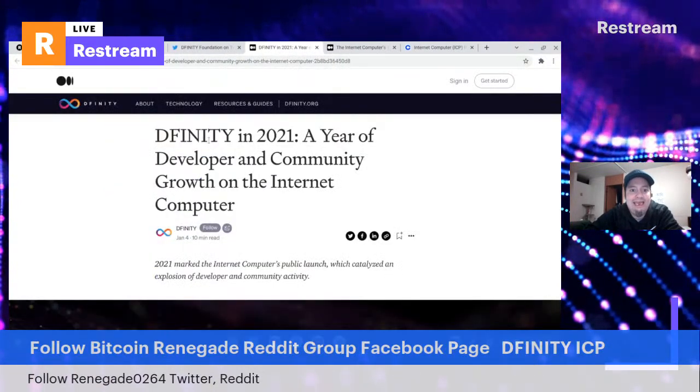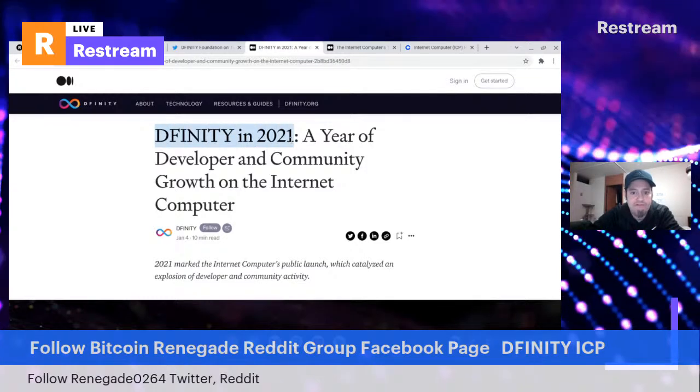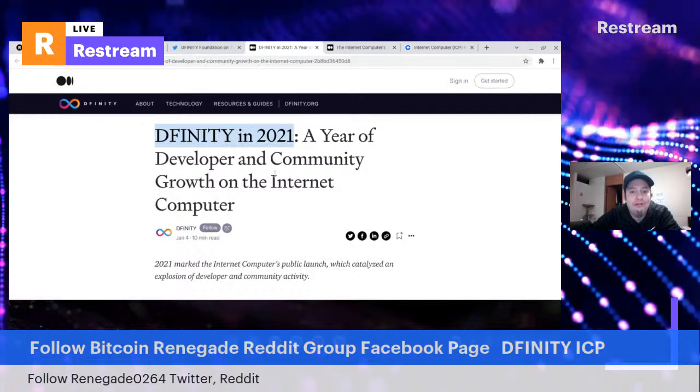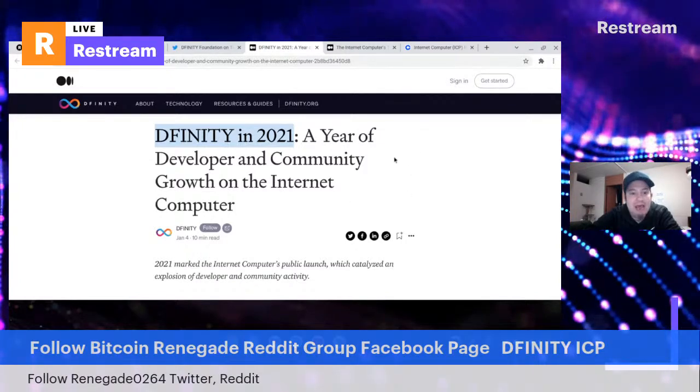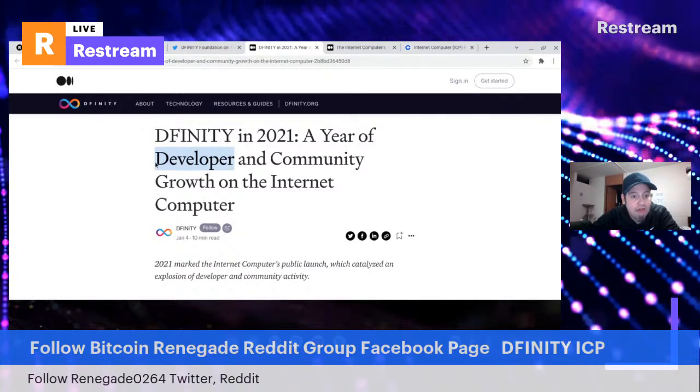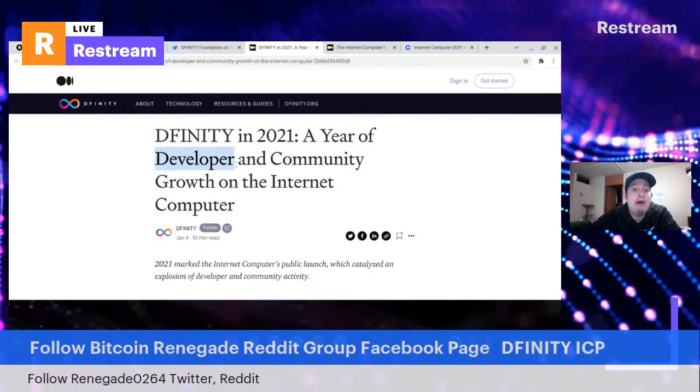So, back in 2021, what happened for Dfinity? Dfinity in 2021, a year of developer and community growth on the Internet Computer. Just like I was saying the other day, the developers are where the money is. If you follow the developers, you will follow the money. Look at how many developers Solana has on it, right?